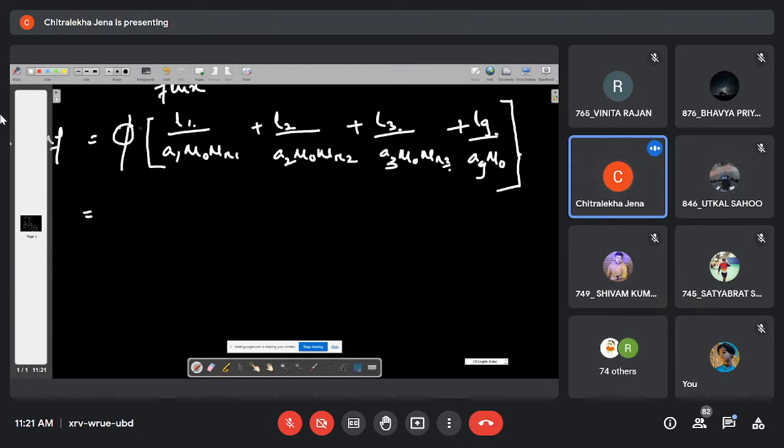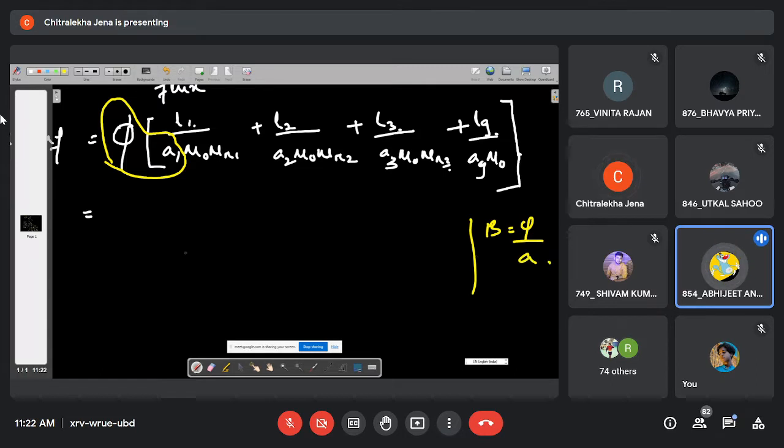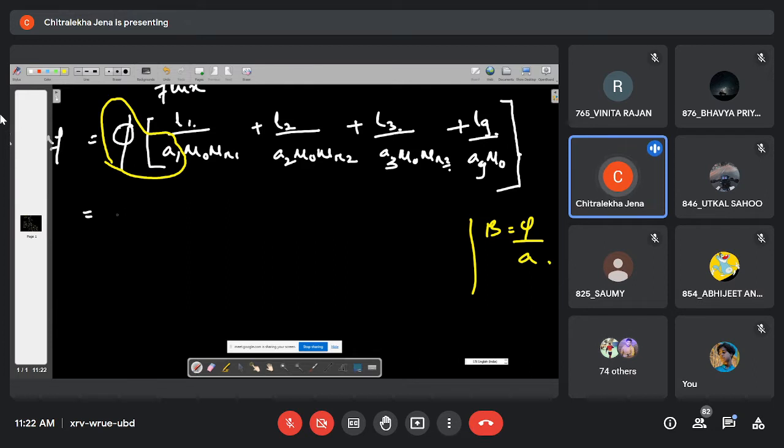Okay. So now here you see phi divided by A is what? Phi is multiplied with everyone. You know that B is equal to how much? Phi divided by A, magnetic flux density. Yes, very good. So I can write this as phi divided by A1 mu 0.